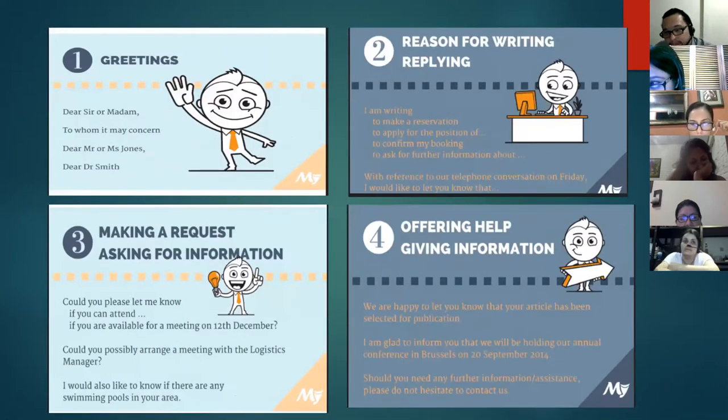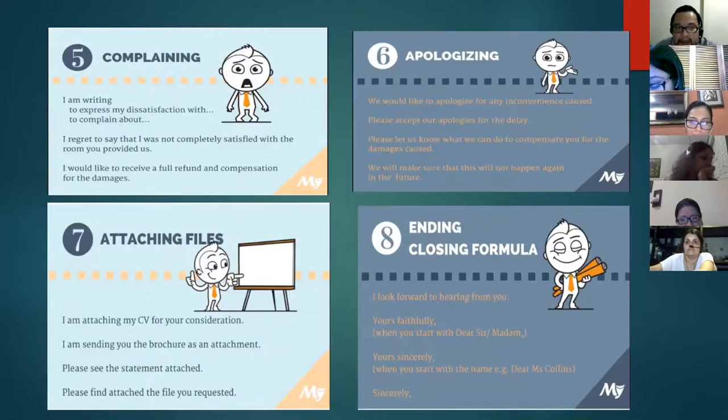Por ejemplo, cuando damos la razón para por qué estamos escribiendo, para pedir información o pedir algo, para dar y ofrecer ayuda o dar información referente a lo que se nos ha pedido, para quejarnos, para disculparnos, cuando agregamos un file y al final cuando hacemos un closing. Basically, this is what we have.